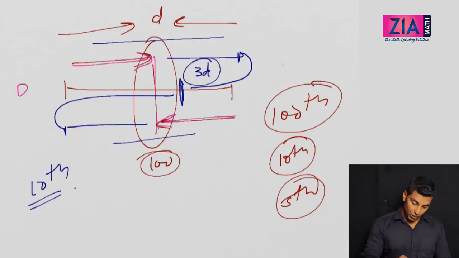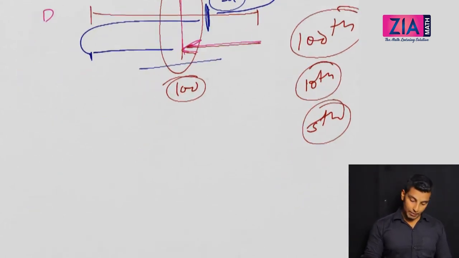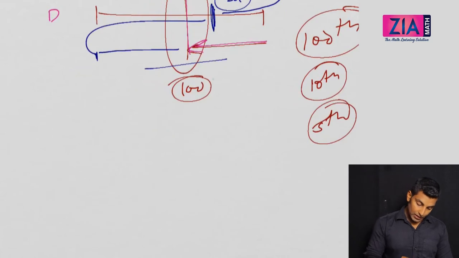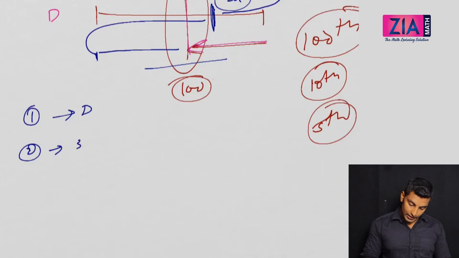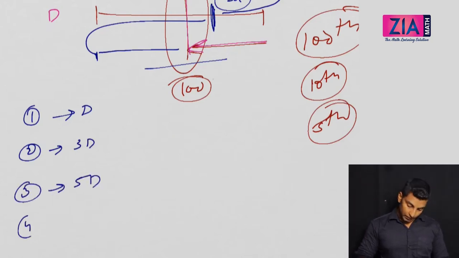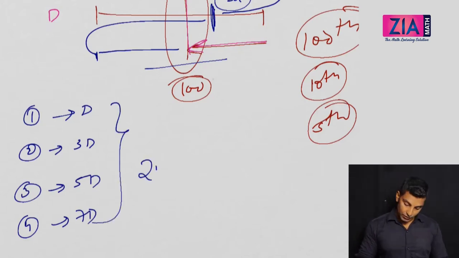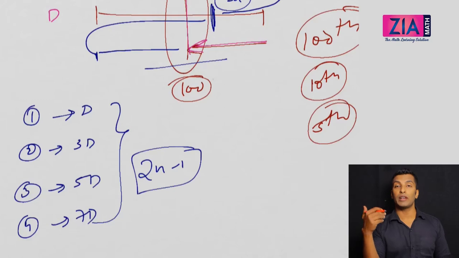See, so now this is one of the examples that I am discussing. Okay, so first meeting, if you see, one distance is covered. Second meeting, I told you already 3D. Third meeting, it will be 5D. Fourth meeting, it will be 7D. Now you can see the pattern here, 2n minus 1, right? So just need to know the number of meeting.